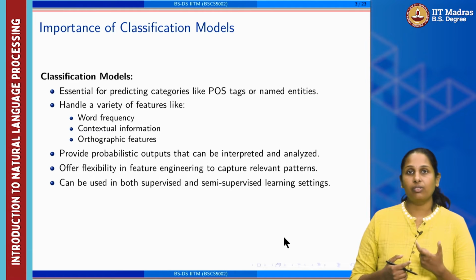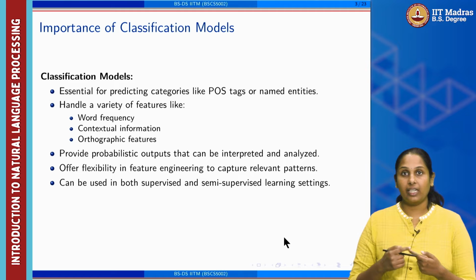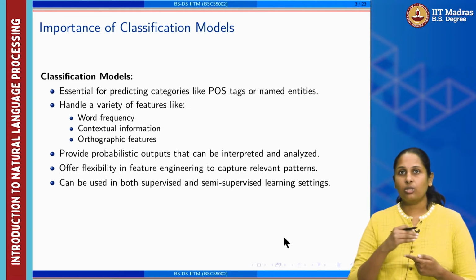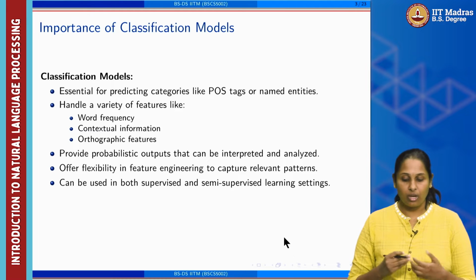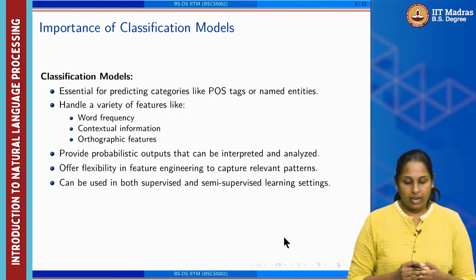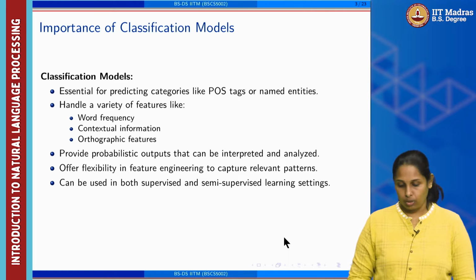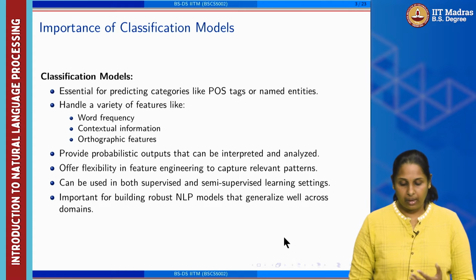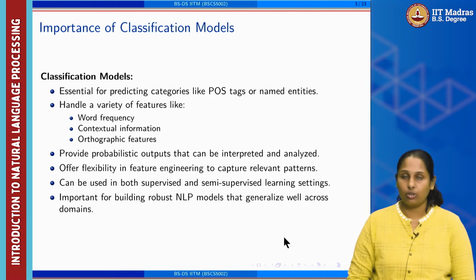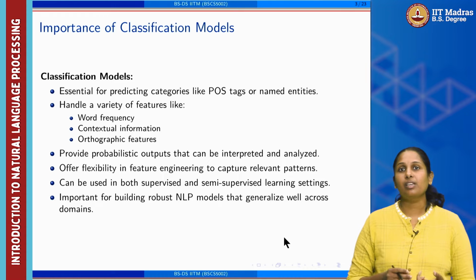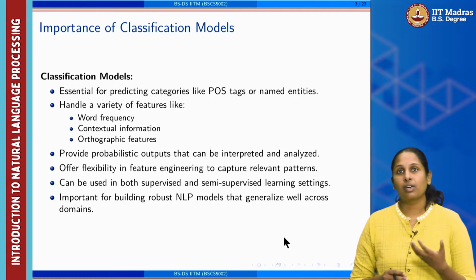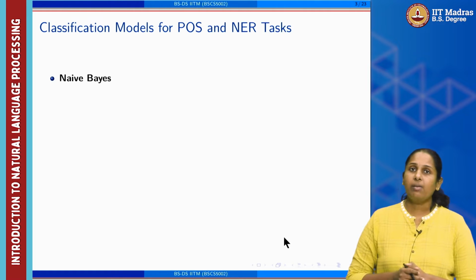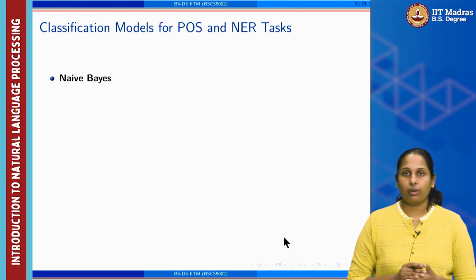For example, a particular word might end with a particular suffix and occur with a particular word, such as a preposition or a postposition. This information is relevant for identifying the categories, and it can be used in both supervised and semi-supervised learning settings. And of course, it is important for most NLP applications, and when we are working across domains, these tools help us build domain-specific algorithms and models in a more efficient way. There are multiple classification models for doing the POS and NER tasks.